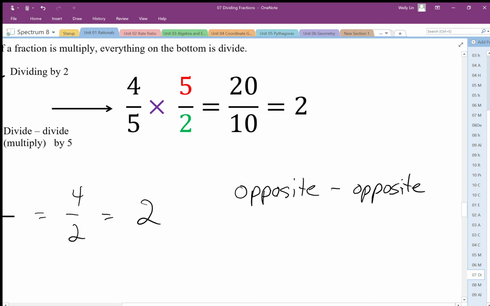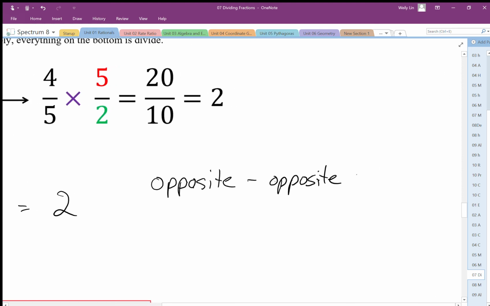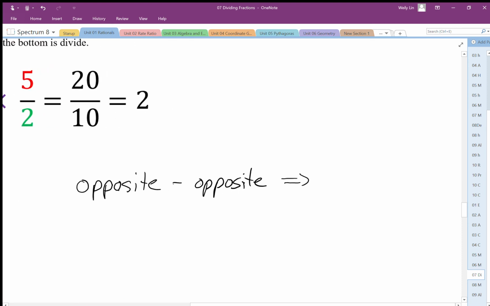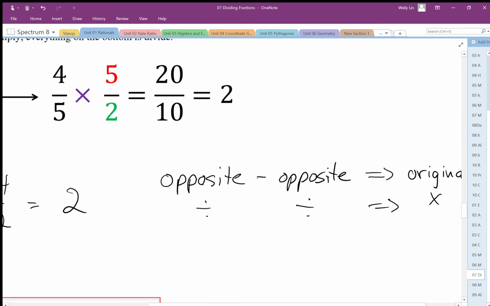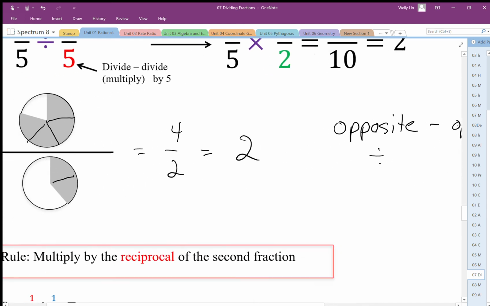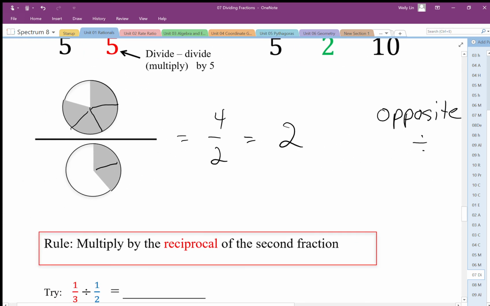Okay, this is a big idea in math. This idea of opposite, opposite gets us back to the original. The original in this case is times. Okay, so this is divide, divide gets us back to times. So this is actually a very important and useful mathematical idea. It's a very simple mathematical idea of opposite, opposite, but it is an important idea because that idea is very mathematical and it's true mathematically.